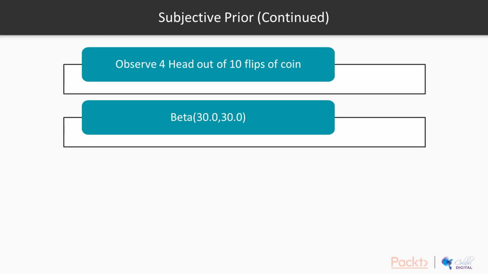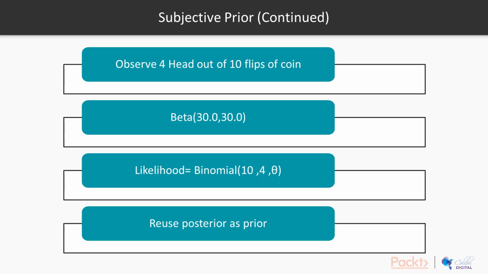Let's understand subjective prior with an example. We investigate the value of data by conducting an experiment where we flip a coin 10 times and calculate the proportion of times the coin lands on heads. Here, we observe 4 heads out of 10 tosses. We believe the probability of getting heads to be 0.5, so we set the parameters of the beta distribution as beta 30, 30, which concentrates around a probability equal to 0.5. This mathematically expresses our belief about the parameter, called the prior distribution.